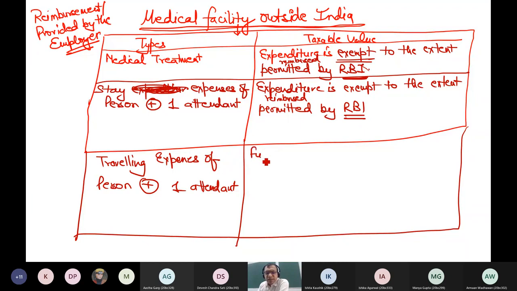But this amount is fully exempt. Traveling expenditure which has been reimbursed to the employee is fully exempt if gross total income... What do I mean by gross total income? Salary, house property, PGBP, capital gain, other sources, merging all five, doing the total of all five. If gross total income, but before including this said traveling expenditure reimbursed.